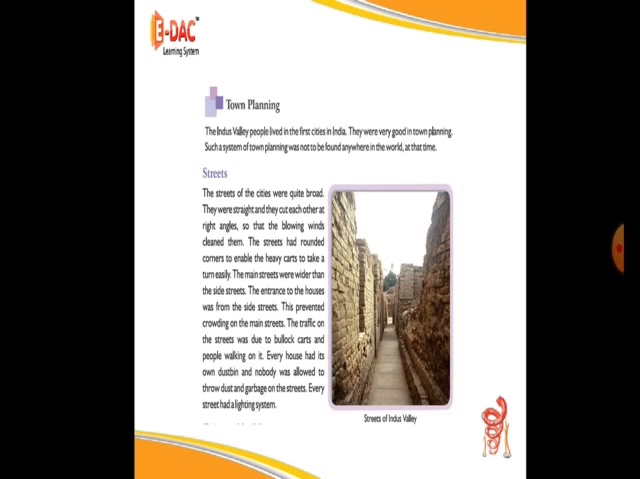The main streets were wider than the side streets. The entrance to the houses was from the side streets. This prevented crowding on the main streets. The traffic on the streets was due to bullock carts and people walking on it. Every house had its own dustbin and nobody was allowed to throw dust and garbage on the streets. Every street had a lighting system.